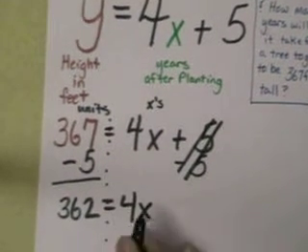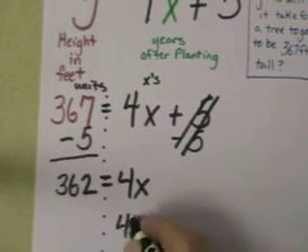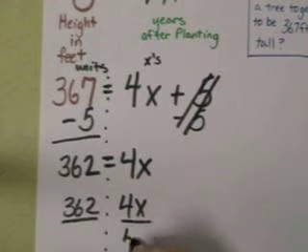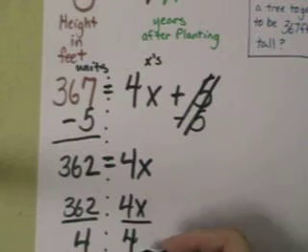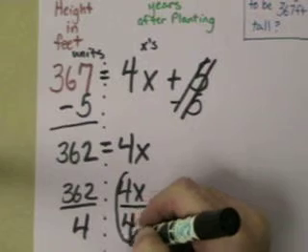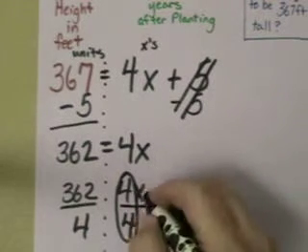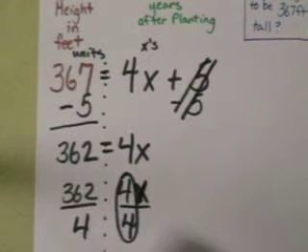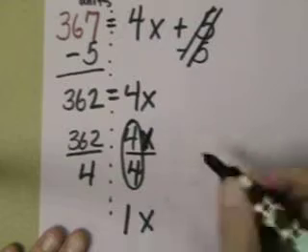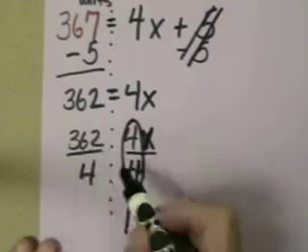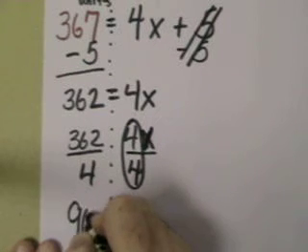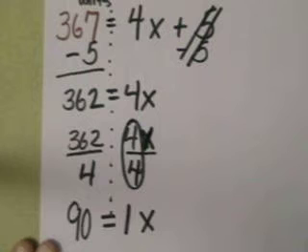Okay. We have 4 x's, so we want to divide by the number that we want to get by itself. So we're going to do 4x and 362. We're going to divide by the 4, because that's what's on the x. We're not going to divide by 4x because we really only want to make this change to 1. So this becomes 1, because that's what 4 over 4 is, and x, because we still have the x on top. 362 divided by 4, I did that on the calculator, and it is 90.5.